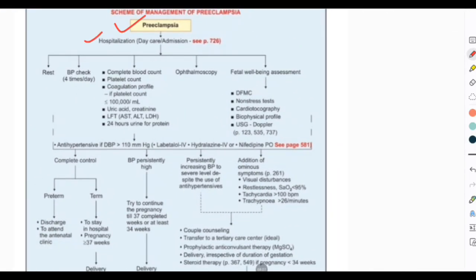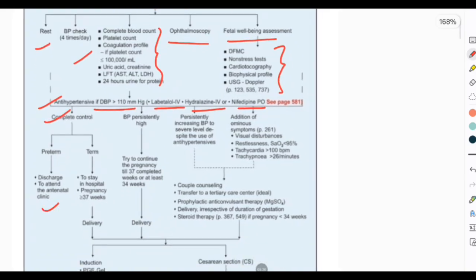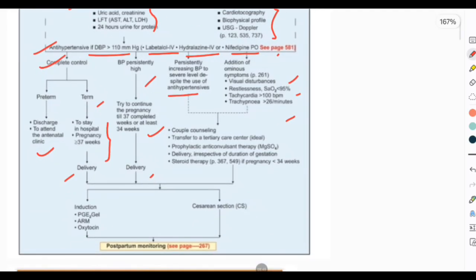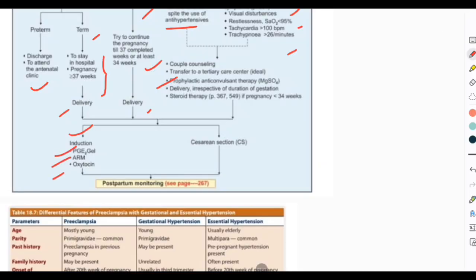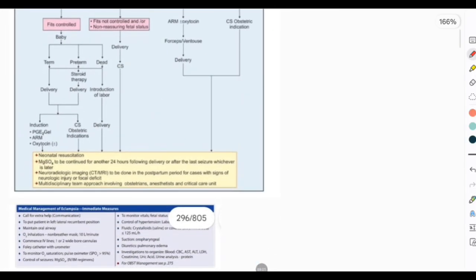In the management of preeclampsia: hospitalization, rest, BP check 4 times, then all the lab parameters have to be sent, then ophthalmoscopy, fetal well-being, non-stress test, cardiotocography. Then antihypertensive if diastolic is more than 110: labetalol IV, hydralazine, nifedipine per oral. Then complete control, preterm discharge to attend the clinic, term to stay in the hospital. More than 37 weeks, delivery. BP persistently high, try to continue till 37 or at least 34 weeks, then deliver. Persistently high BP in spite of antihypertensives, or addition of other symptoms such as restlessness, tachycardia, tachypnea: couple counseling, transfer to a tertiary care center, prophylactic anticonvulsant, then induction of labor by PGE2, ARM or oxytocin, or cesarean section. And then postpartum monitoring is very, very important in such patients.